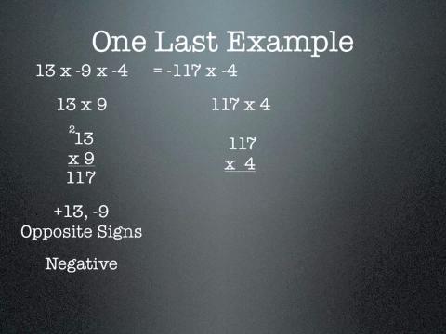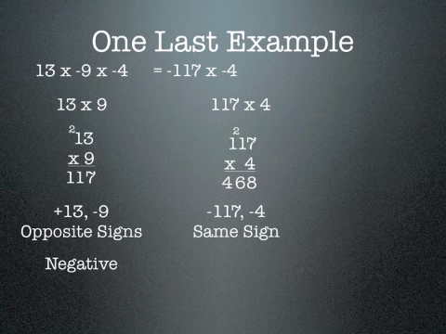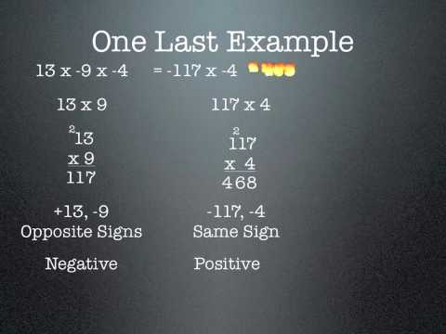So now I have 4 times 7, which is 28. Carry the 2 into the tens. 4 times 1 is 4, plus 2 is 6, and 4 times 1 is 4. Now I need to check the sign. Since they're both negative, they have the same sign, my answer is going to be positive. So my final answer for this question is positive 468.